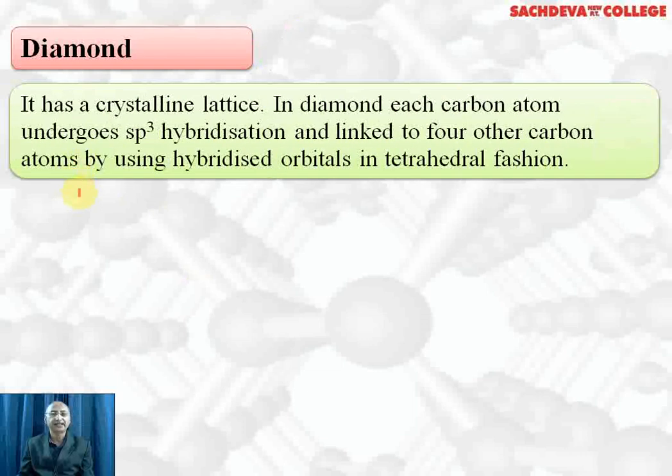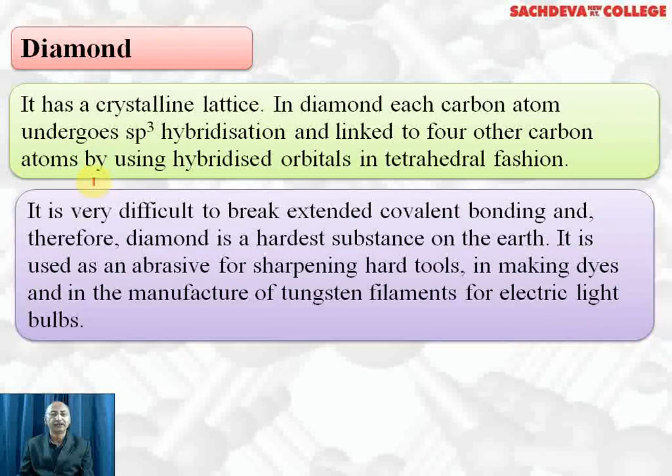It has a crystalline lattice. In diamond, each carbon undergoes sp3 hybridization and is linked to 4 other carbon atoms by using hybridized orbitals in tetrahedral fashion, which leads to the formation of an octahedral structure. It is very difficult to break the extended covalent bonding, and therefore diamond is the hardest substance on the earth. It is used as an abrasive for sharpening hard tools, in making dyes, and in manufacture of tungsten filaments for electrical light bulbs.